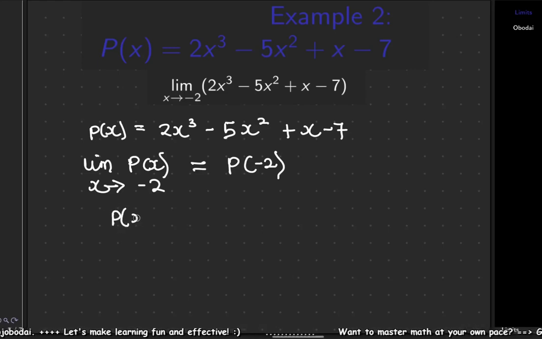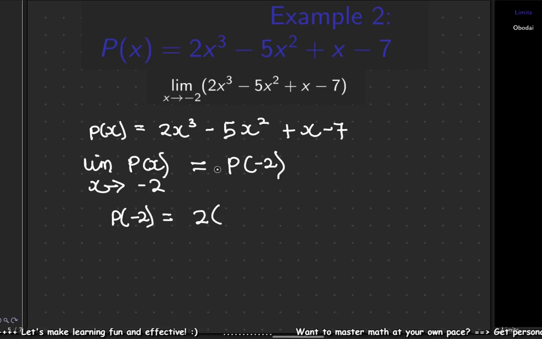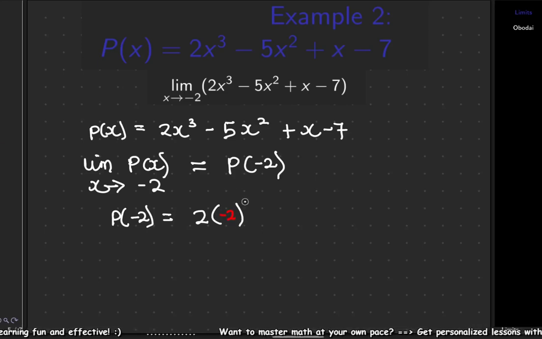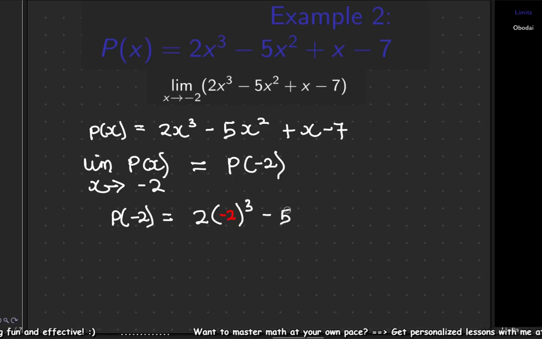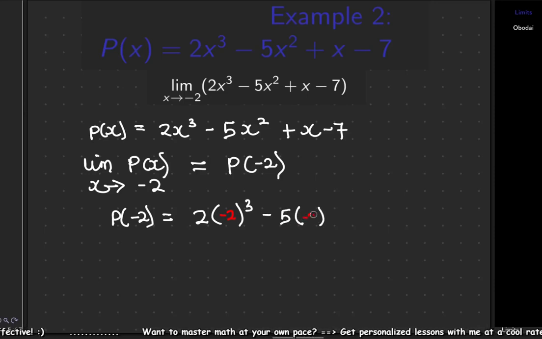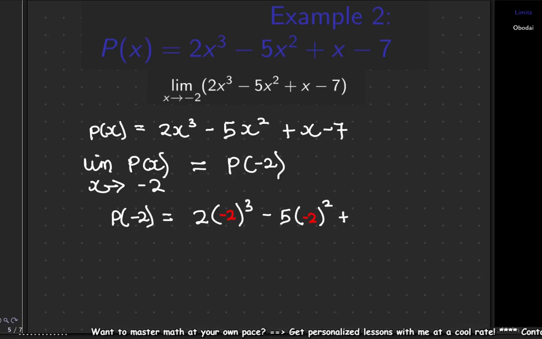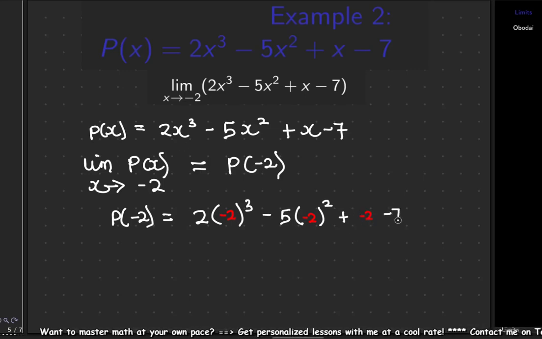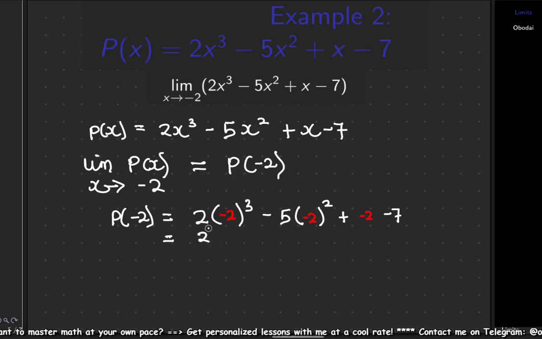That means that we are going to get 2 into bracket our x, which is negative 2, so we have negative 2 to the power 3, then minus 5 into bracket our x, whose value is negative 2 to the power 2, then plus another x, whose value is negative 2. Do you see? Then we have our minus 7. So simplifying further, we have 2 times negative 2 to the power 3, which gives us negative 8.